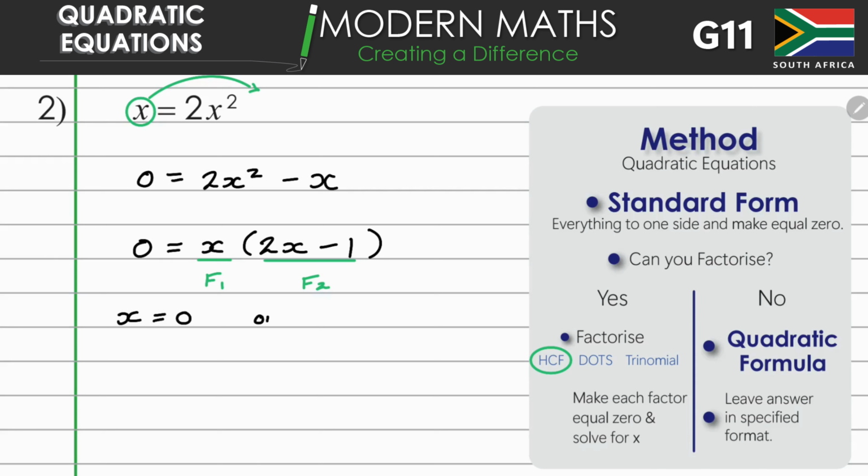So, grab the first one, make it equal 0, and there's my first solution. Then I grab the second one, make that equal to 0, and then I go ahead and solve for x. So I'm going to move the minus 1 over to the other side. And remember, when I move him over, he changes sign, so he's going to become a plus 1 now. So we've got 2x equals 1. And then I want to get rid of the 2 in front of x, so I divide both sides by 2. The 2's on the left hand side will cancel, and it leaves me with my second solution, x equals a half. And that's question 2 wrapped up.